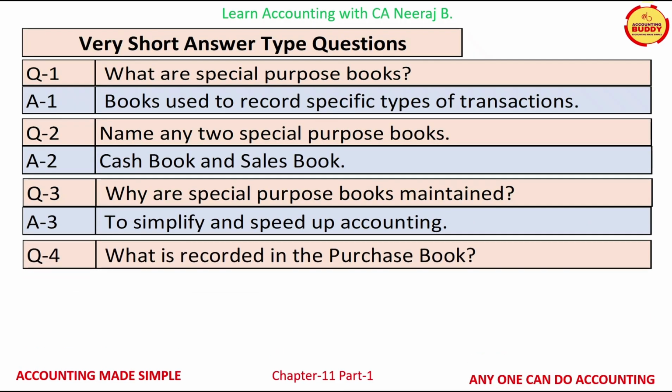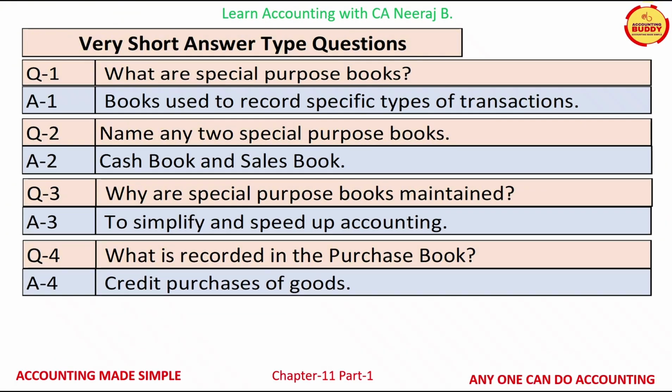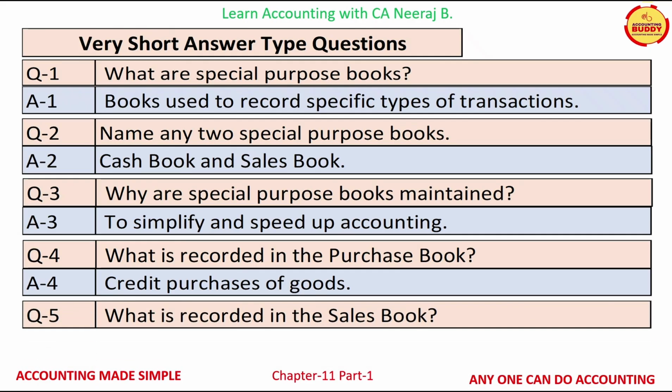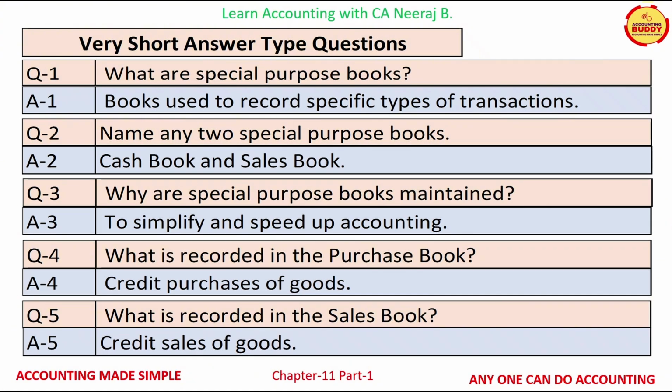Question number 4, what is recorded in the purchase book? The answer is credit purchases of goods. Question number 5, what is recorded in the sales book? And the answer is credit sales of goods.